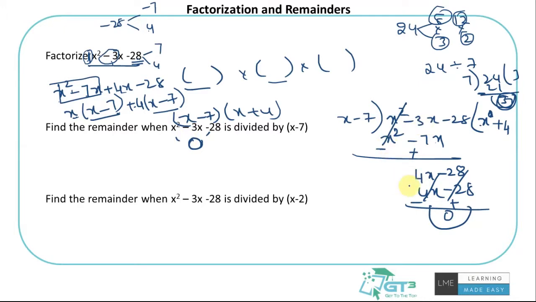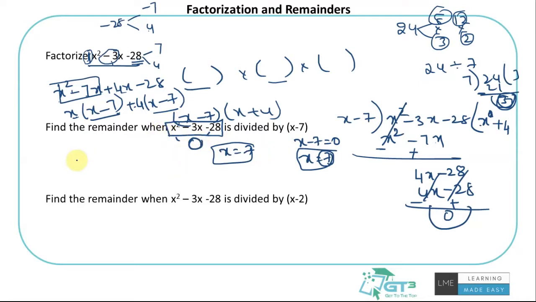So doing this is definitely a bit complicated and a bit more time taking. The easier method, when you see a question like this, find the remainder when some expression is divided by x minus something: just substitute x equals 7. How did I get x equals 7? I just equated x minus 7 equals 0. So I get x equals 7. I'll substitute this value in this expression. Whatever I get is the remainder.